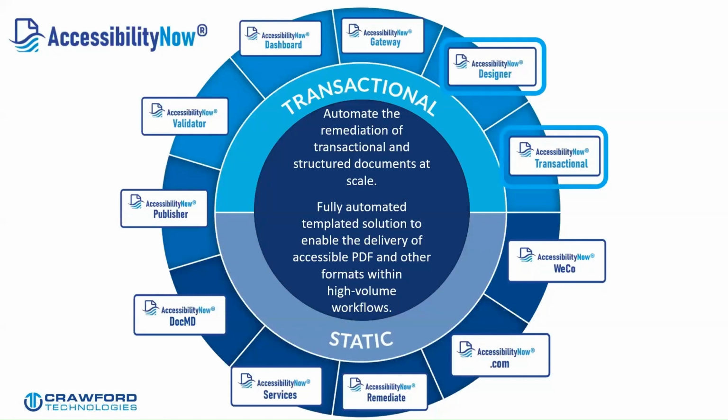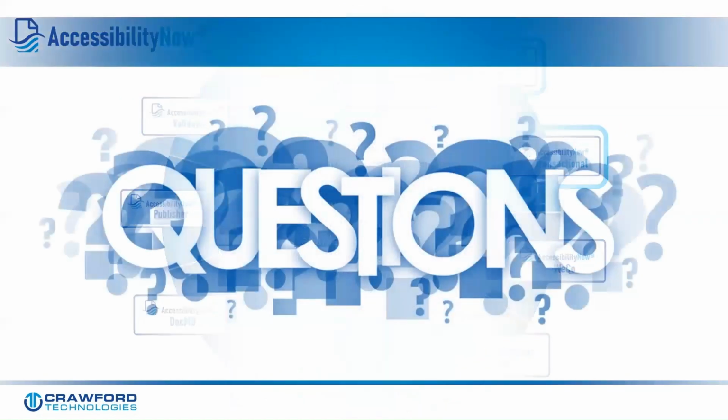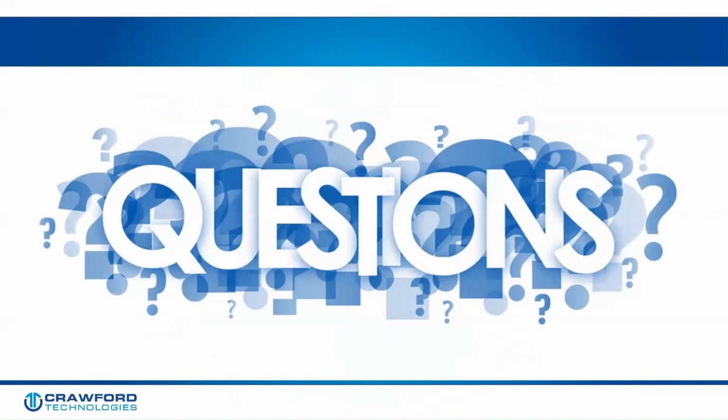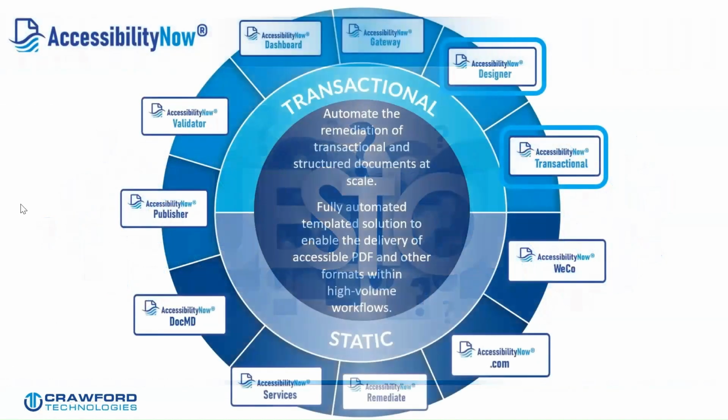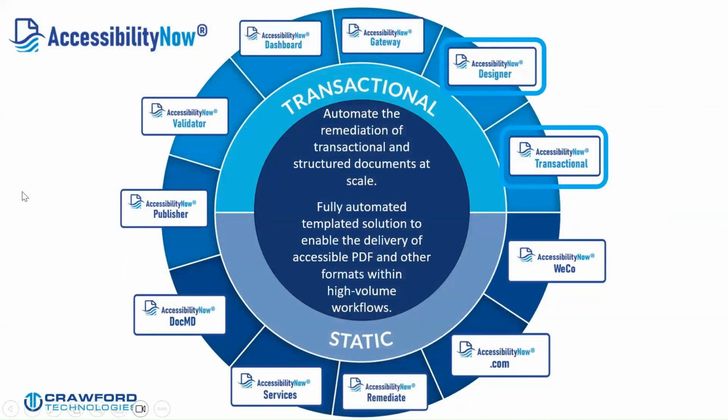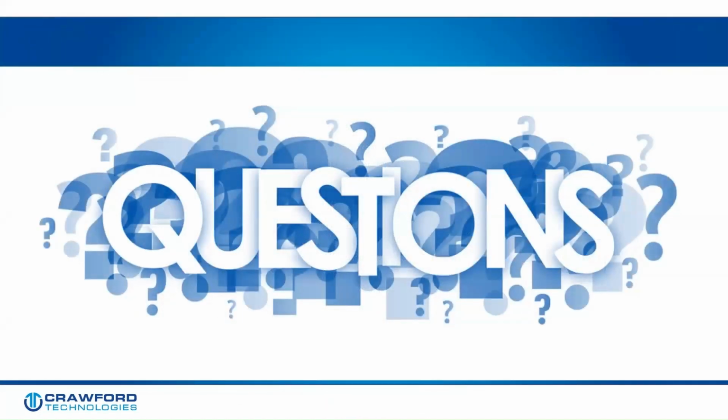So you're automating the remediation of transactional and structured documents at scale. So this is a fully automated solution. It allows you to take existing PDF content, well, actually, existing content in any format. So it could be one of the print formats. If you're using a high volume composition engine, it could allow you to use any of those print formats as input.